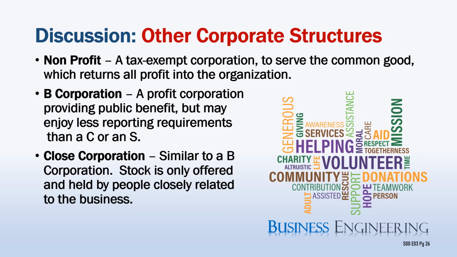One is that of a nonprofit or not-for-profit, a tax-exempt corporation to serve the common good. They are not taxed, but their requirement is to return all profits back into the organization. A B corporation. This is a for-profit corporation that is chartered to provide public benefit, but may enjoy less reporting requirements than a C or an S. A closed corporation. Similar to a B corporation, stock is typically only offered and held by people closely related to the business.